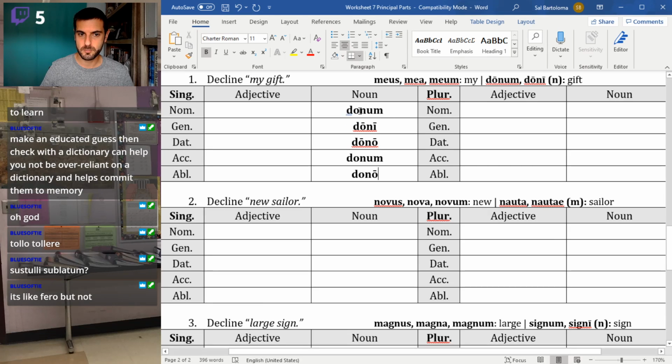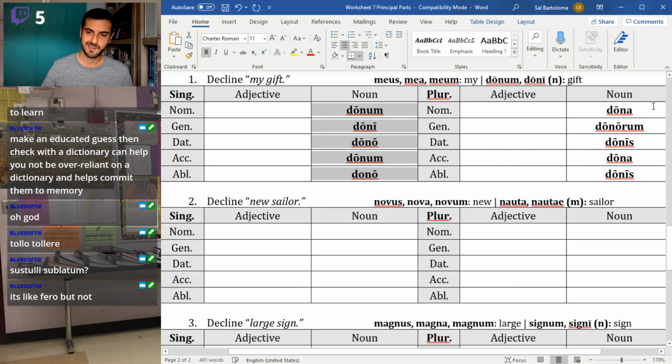When you go to the plural, because this is a neuter word, you've got to be careful because neuter plurals end in A, right? So dona for the nominative, dona for the accusative as well. And then the others are your standard: donorum, donis, donis. So second declension, neuter words: i, o, o, a, orum, is, a, is.